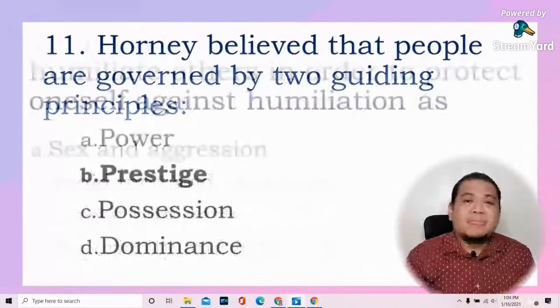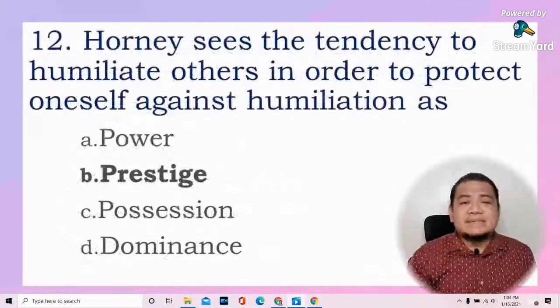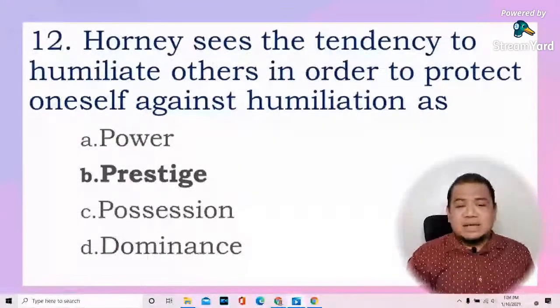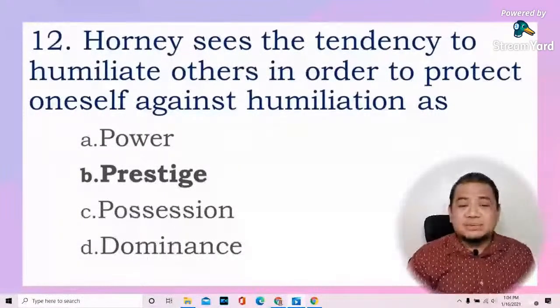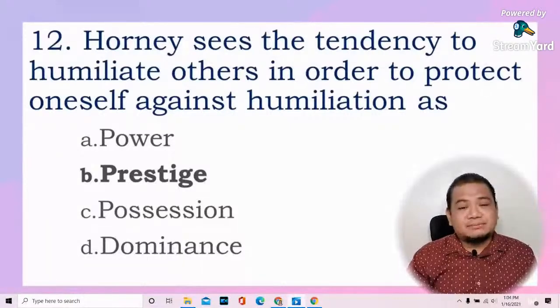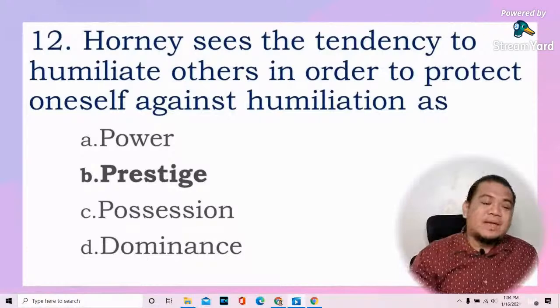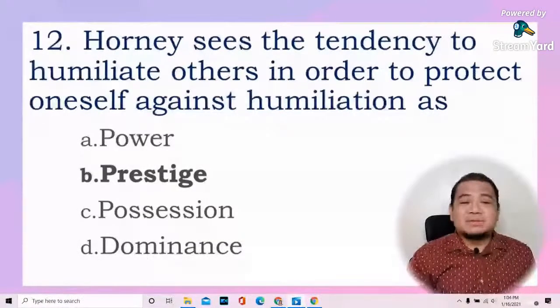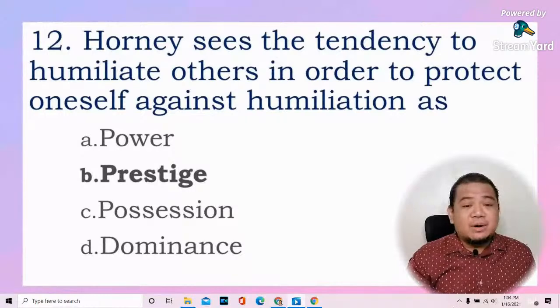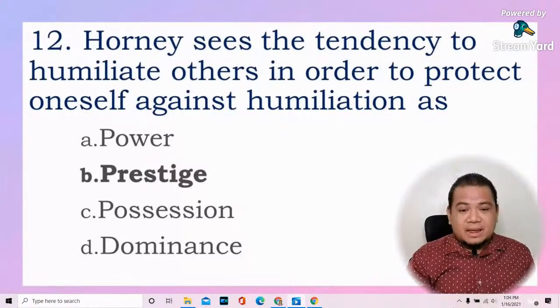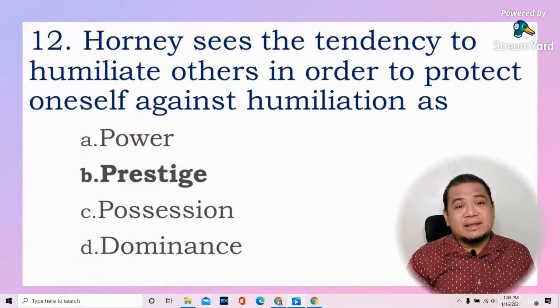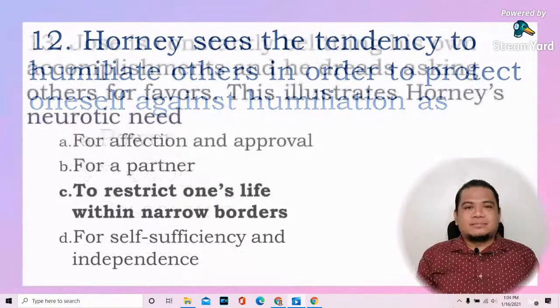Number 12. Horney sees the tendency to humiliate others in order to protect oneself against humiliation as letter B, prestige. Neurotics may also try to protect themselves by striving for power, prestige, or possession. Prestige is a protection against humiliation and is expressed as a tendency to humiliate others.